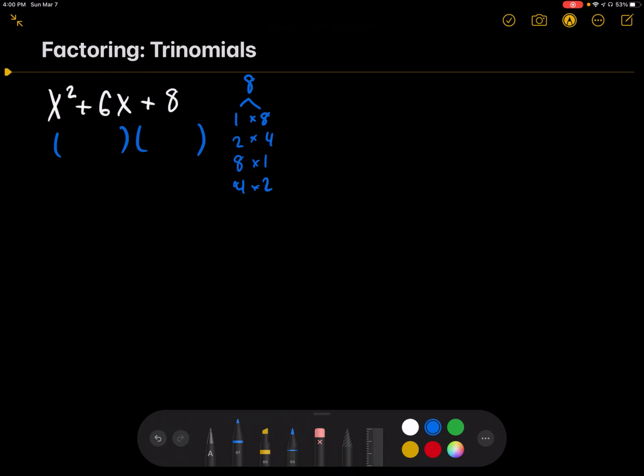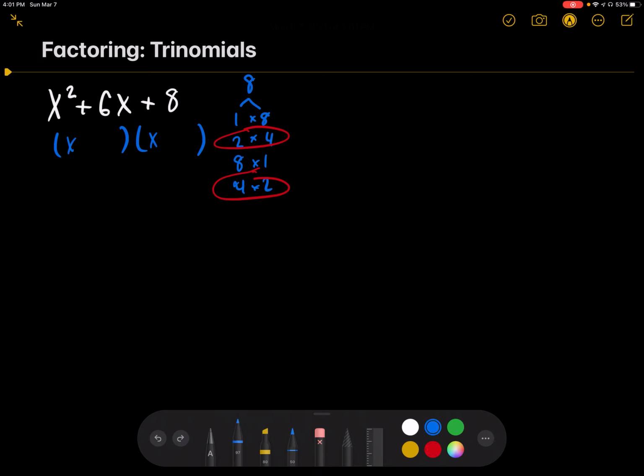You should notice that it is going to be 4 times 2, and 2 times 4. It doesn't matter which one you choose. It's just which way you put it in, and it's going to be the same thing either way. But let's just say we choose 2 times 4. What you're going to do next is fill in those parentheses with the x's at the start, because if you were to multiply this back out, you would end up going x times x, which is how you get that x squared at the beginning.